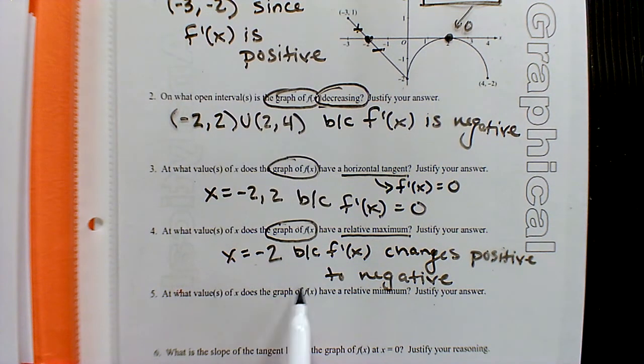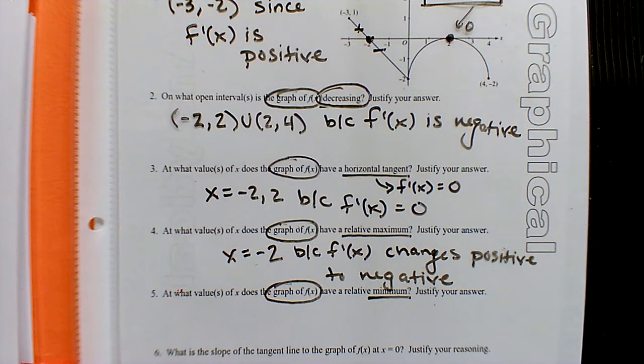Let's switch it up. At which values on the graph of the original function do we have a minimum?